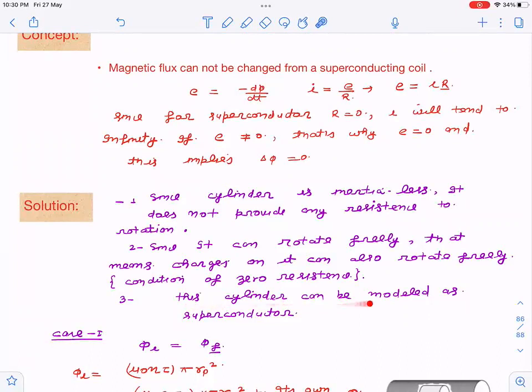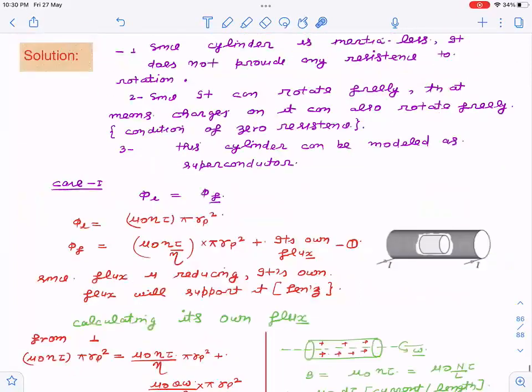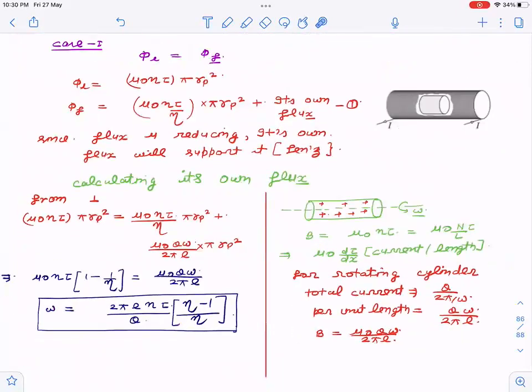That is why the cylinder can be modeled as a superconductor. So if you understand this much, then after that you can solve by yourself also. So what we are going to do now, since it is a superconductor, the flux initial and flux final should be the same. This is the equation. We are going to get the answer from it.